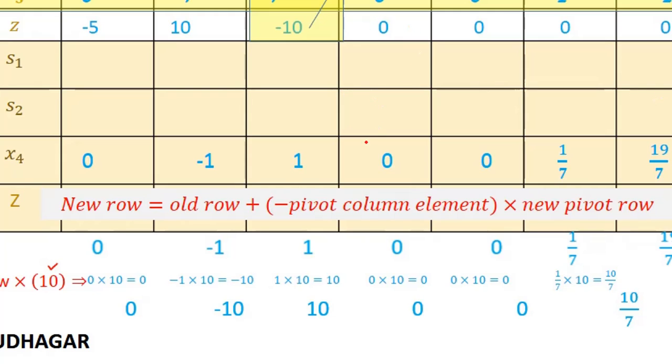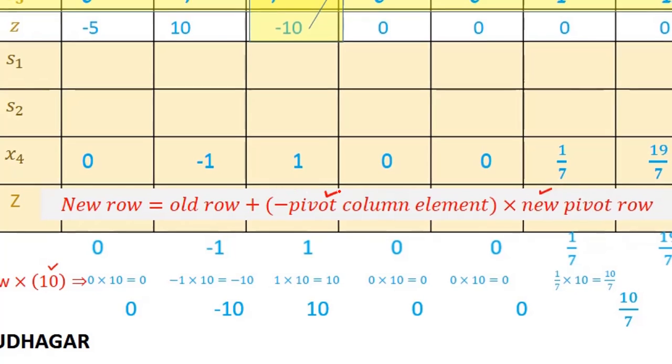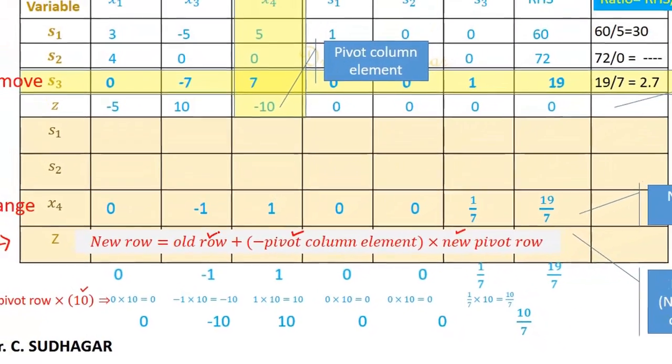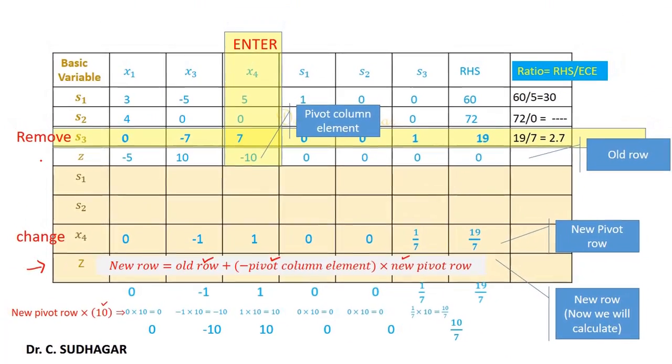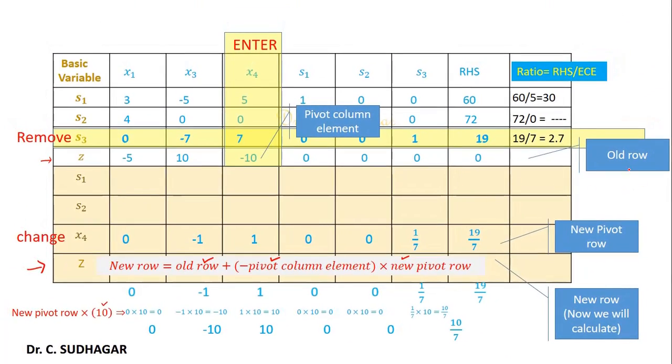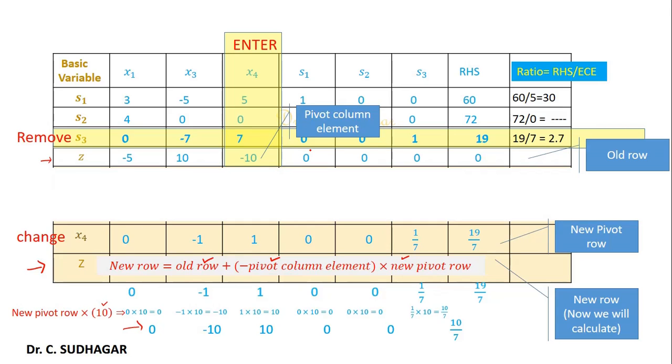So what have we done? We have taken the new pivot row and multiplied it by the pivot column element. Now you should add it with the old row. Where is the old row? So this is the old row. Now you should add these numbers with the numbers of this row. Okay, so let us take it and put it here.